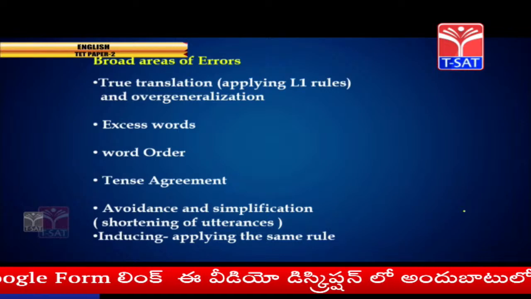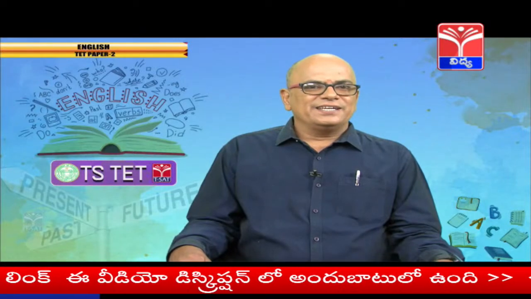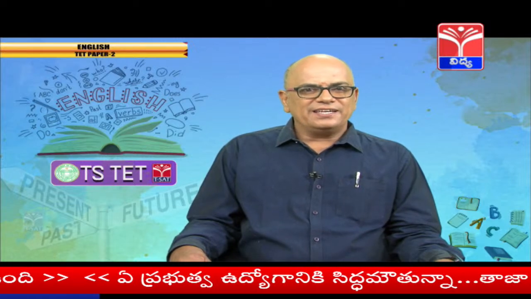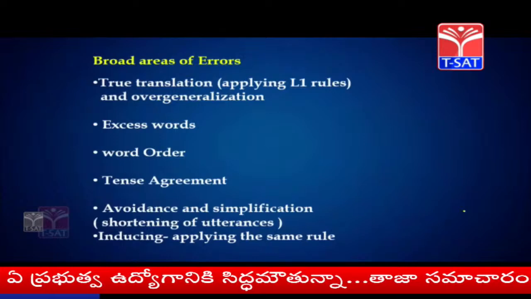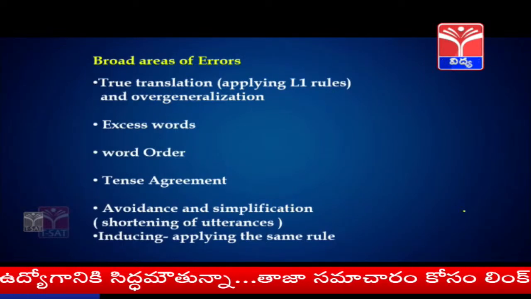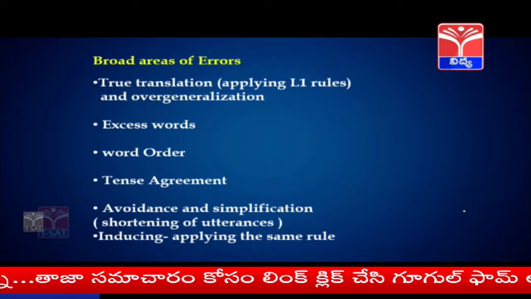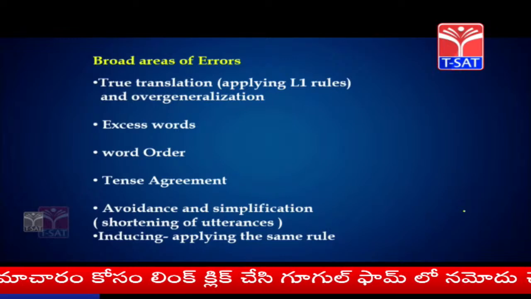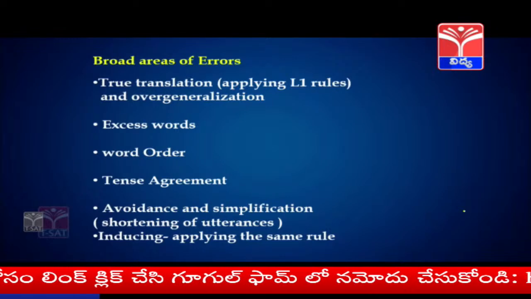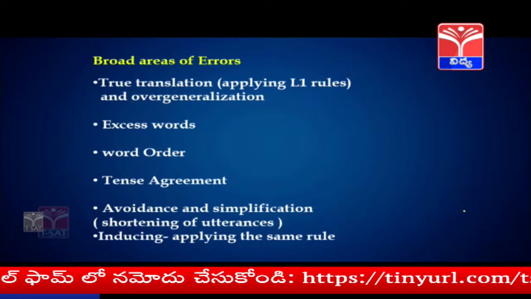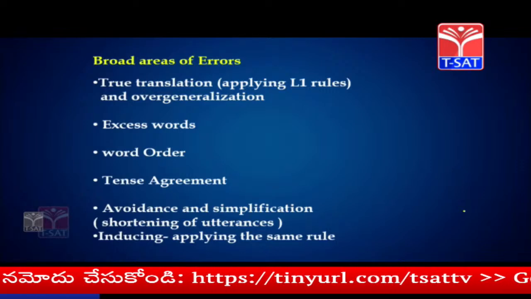And what exactly happens? Because of true translation, learners believe, okay, whatever I am saying is correct. It leads to overgeneralization and even fossilization. Fossilization means error that remains forever and ever. And excess words. This happens when we use more than one linker in an utterance. And word order, this happens in questions generally, and tense agreement. The learners, they use the wrong tense in the wrong context. And sometimes avoidance as well as simplification.